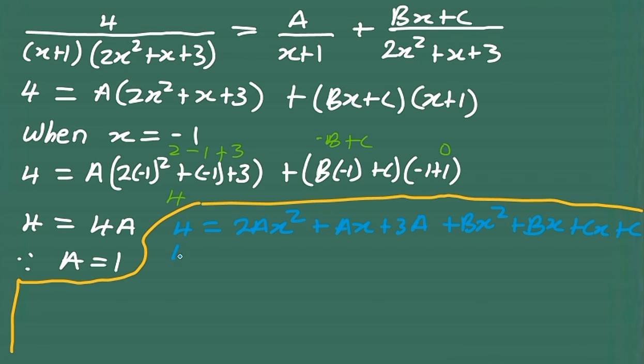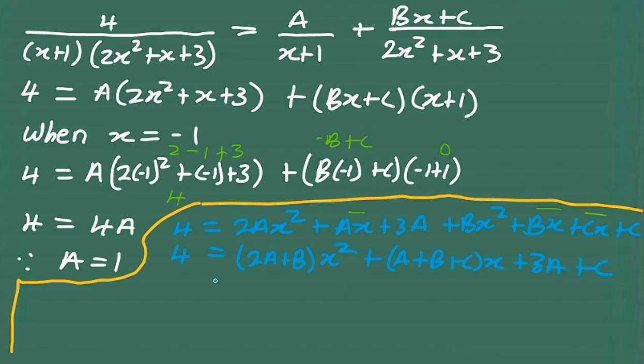So grouping like terms, we are going to have 4 equals to, in bracket, 2a plus b times x squared plus a plus b plus c times x. So this is what we are grouping: ax, bx, and cx. And what we are left with is 3a plus c.